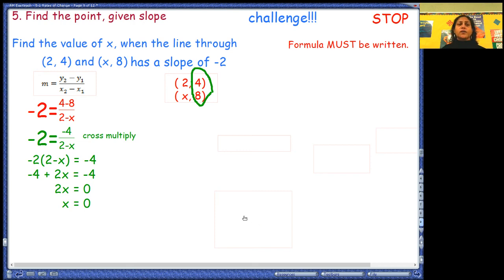And the question says, what is the value of x? You say x is equal to 0, and you box it because that is your answer.